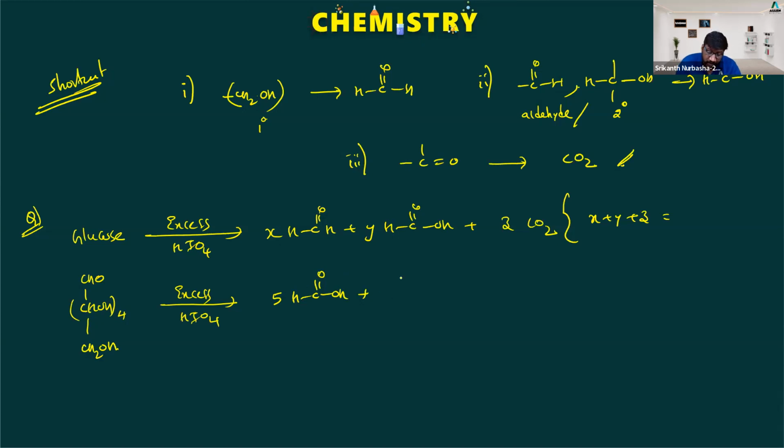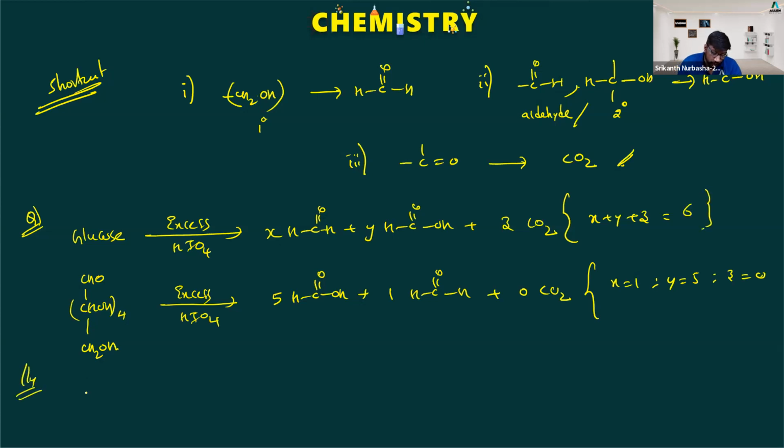So 5 moles of HC double bond OH plus 1 mole of HC double bond OH plus 0 moles of CO2. So what is the value of X? X is formaldehyde, so 1. So X is equal to 1, Y is equal to 5, Z is equal to 0. Okay, so X plus Y plus Z is equal to 6.